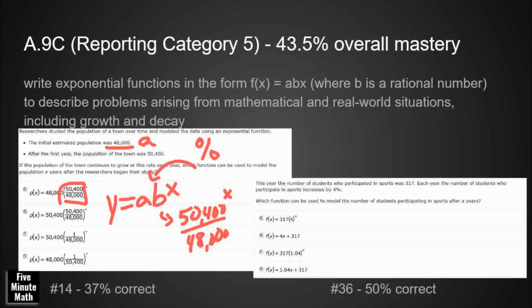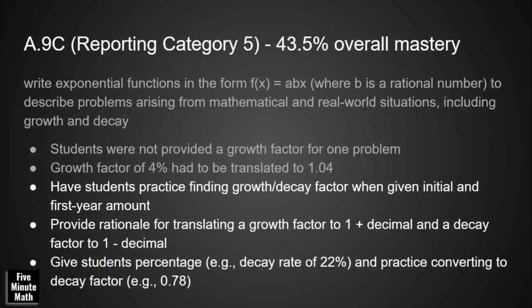Here, this is just the standard problem we run into. Increases by 4%, right? What do we do with that 4%? A lot of students just chose that 4 because they know that's the percent. We had to correctly translate that into the 1.04. So, the students were not provided the growth factor for the first problem. That made it difficult. Growth factor of 4% had to be translated to 1.04. That was the problem for the second one.